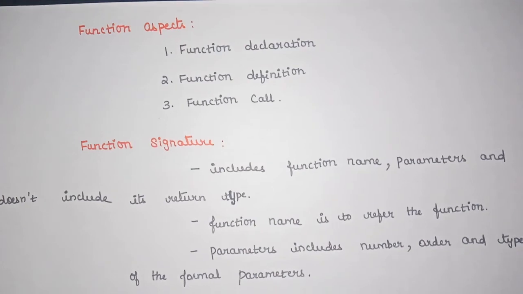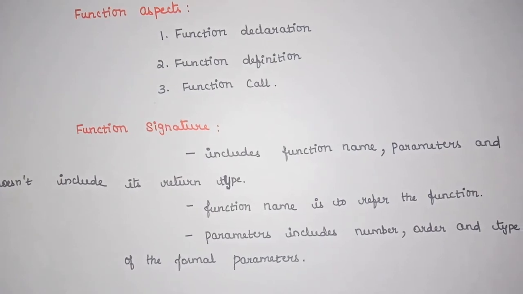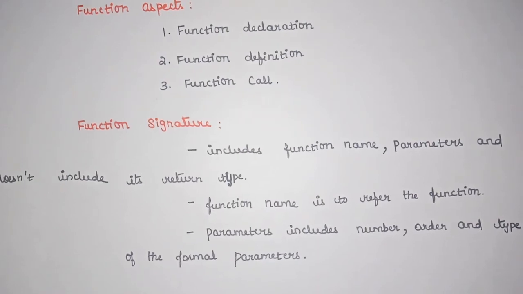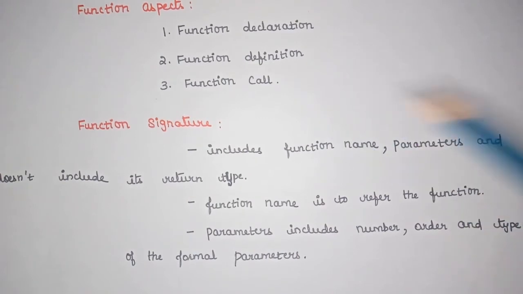And here, what is the use of the function name? The function name is used to refer to the function that we are going to declare or define. And the parameters include the number of parameters that we are going to declare here, the order of the parameters, and the type of the parameters, so the data type of the parameters. So these parameters include these fields. Now we will discuss this function declaration, definition, and function call in detail.